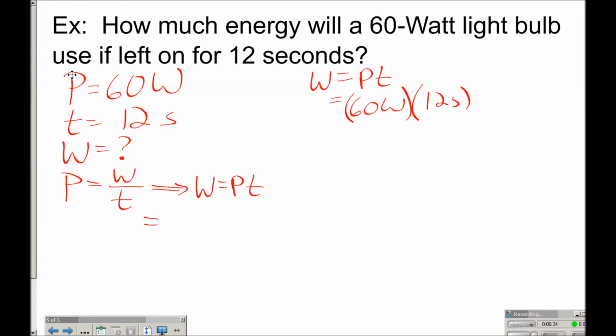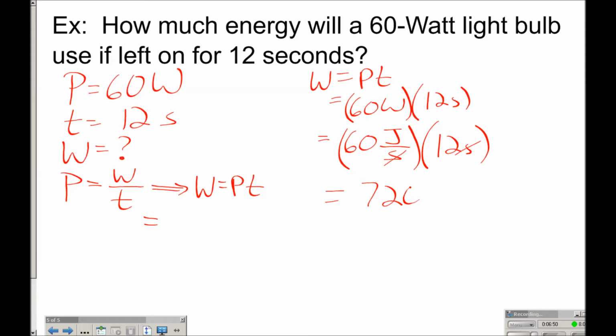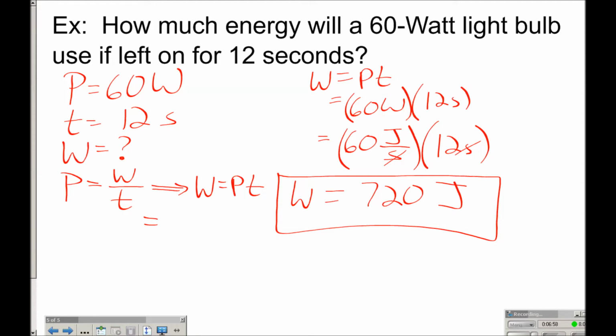All right, so let's figure it out. Well, remember, you guys, a watt is a joule per second. So this is really 60 joules per second that the light bulb is using for 12 seconds. The seconds cancel out, and you're going to be just left with joules. So 60 times 12 is 720, and you do, in fact, get joules. So that's how much energy our light bulb uses. 60-watt light bulb, if it's left on for 12 seconds, will use 720 joules worth of energy.